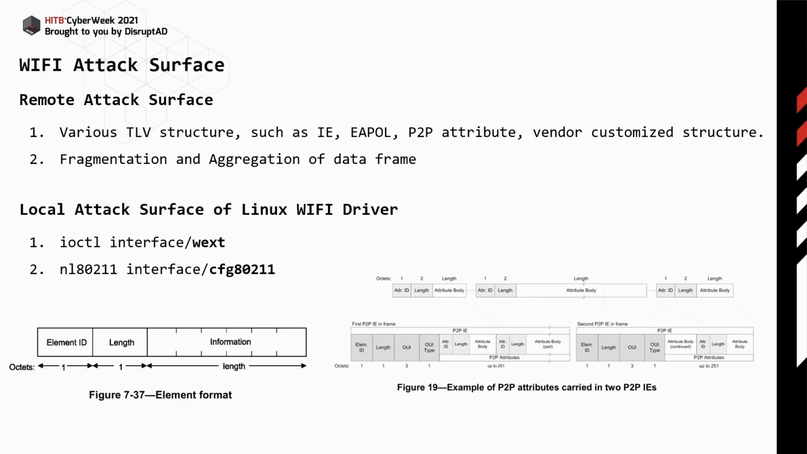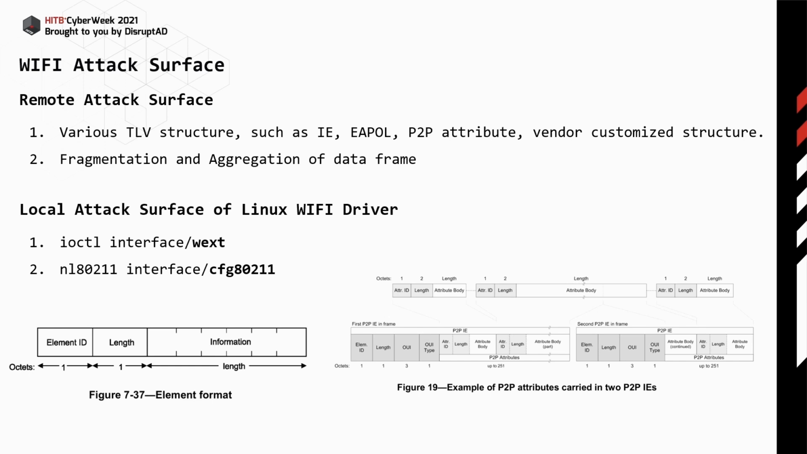By analyzing the previous security research, we can find that the remote attack surface of the Wi-Fi protocol stack is mainly located in the following two aspects. First, when the software parses various TLV data in the Wi-Fi frame, if the data length is not checked carefully, it may cause overflow vulnerabilities. Common structures that are prone to vulnerabilities are information elements, nested TLV structures in the information elements, such as the ePort structure, Wi-Fi P2P attributes, and some TLV structures customized by some vendors.